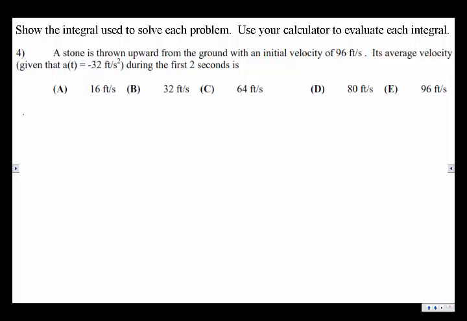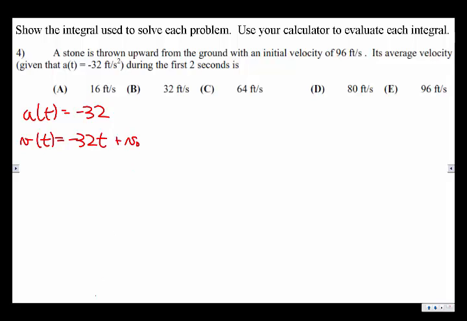We already know that the acceleration is negative 32, again assuming that we're working in the English unit system. If we were working in the metric system, then we'd end up saying negative 9.8 instead. By the way, we also know that the velocity is negative 32t plus initial velocity.